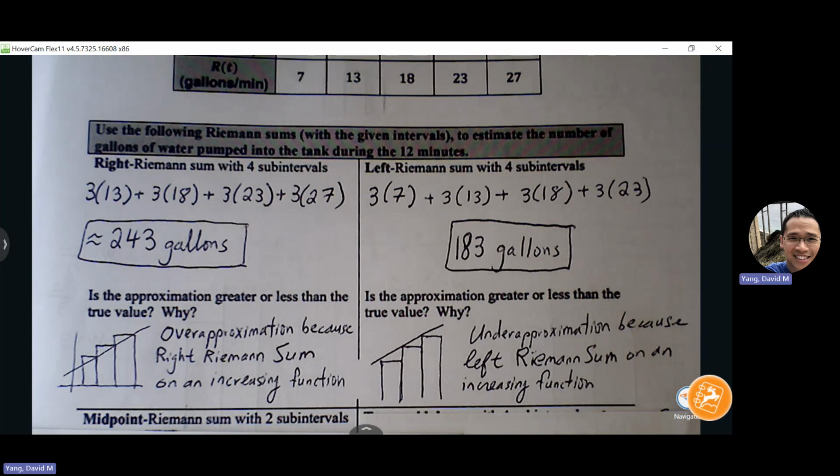If it was decreasing, everything would just flip, right? That's right. Everything would flip. But there's no need to memorize it. I would just always sketch the graph and just convince myself visually. Don't feel like you have to memorize these properties.